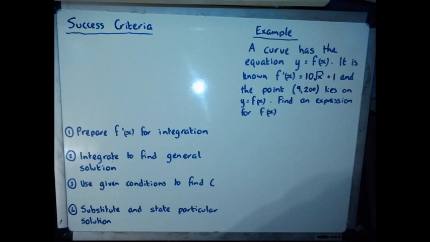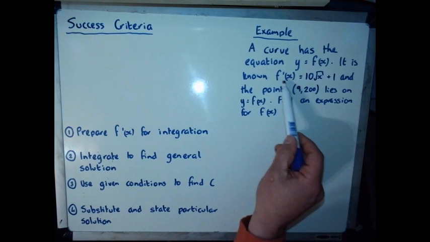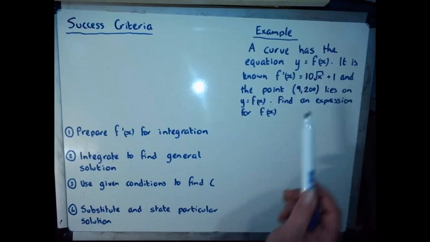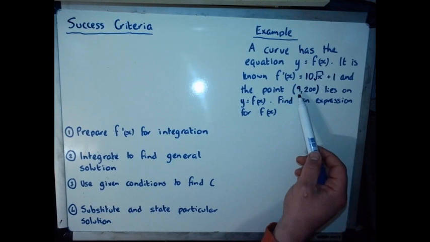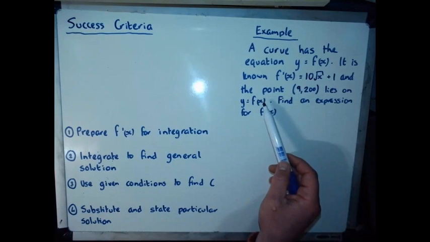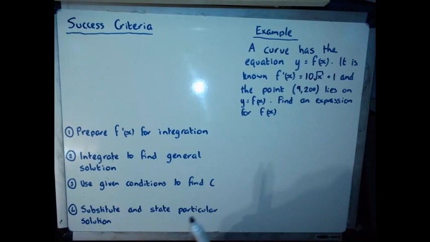Okay, let's look at a further example here then. Again, pause the video if you need to, but we've got an example here where we're given the derived function f dash of x equals 10 root x plus 1. We are told that the point (9, 200) lies on the graph of f of x. So we're going to follow our success criteria on the left hand side here and get to a particular solution for f of x. So step number 1 says prepare f dash of x for integration.